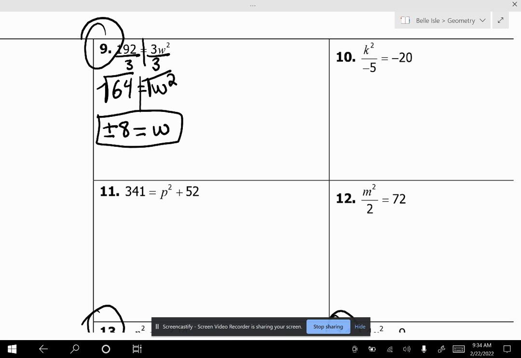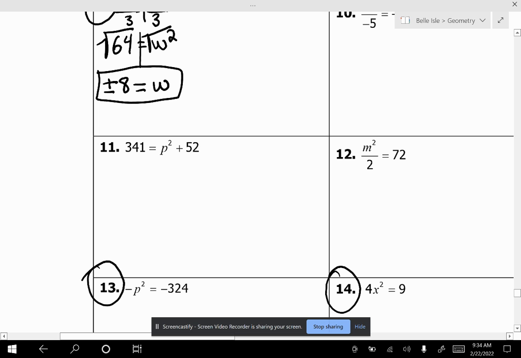Okay, there is number 9. So you can check yourself, see if you're going about this the right way. You need to be doing 9, 13, 14, 18, 20. You're going to have plenty of time to work on your homework.